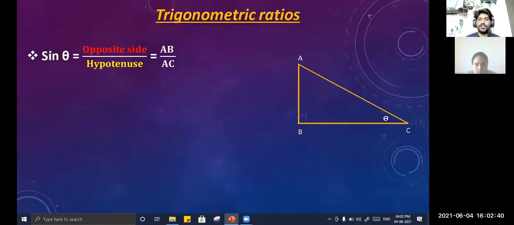Okay, so we will first revise a few formulas that we had already studied in the last class, and then we will go to the table once again, to the trigonometric ratio table. Okay, so you already know.